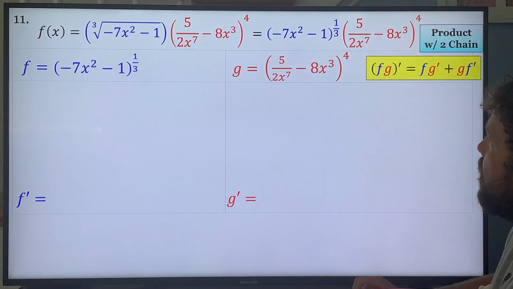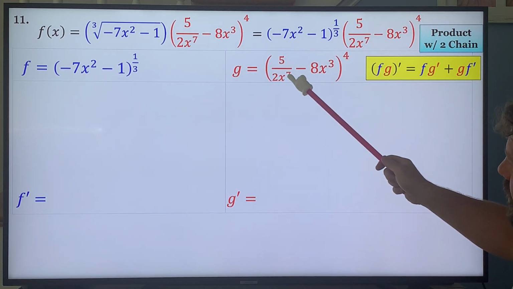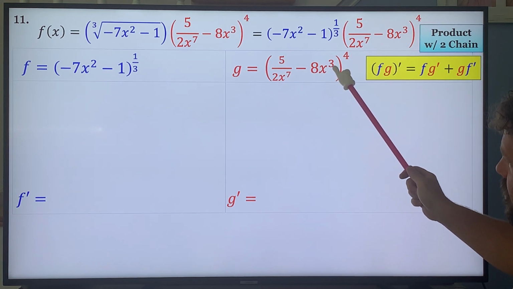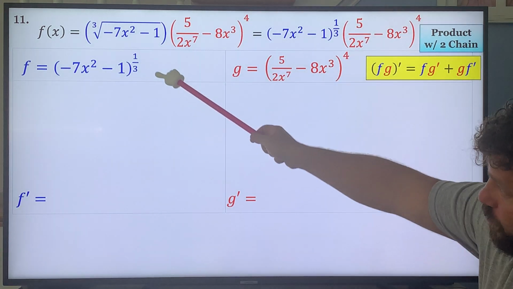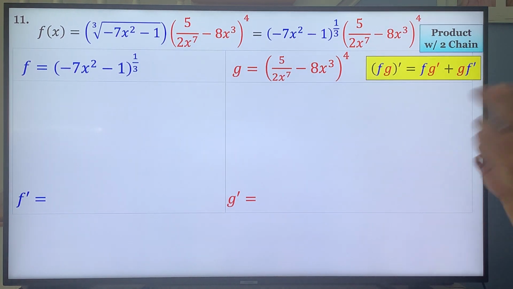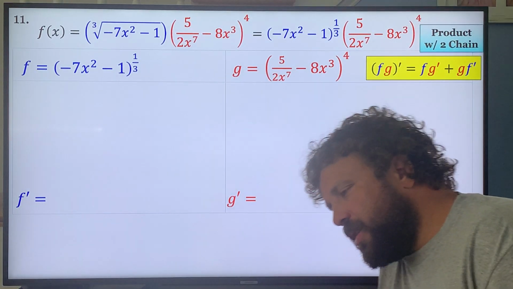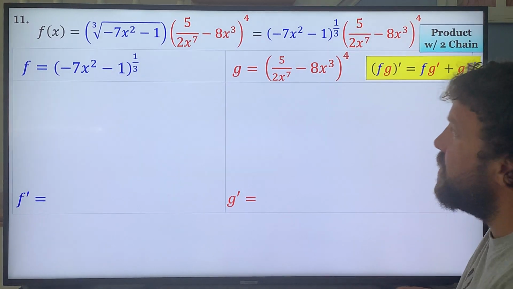All right, so F is this, negative 7x squared minus 1 to the 1/3. G is 5 halves x. You could actually also write this if you want, 5 half x to the negative 7 minus 8x to the 3rd, all to the 4th power. What do we have to solve both of these with? We need 2 chain rules. So this just becomes like 2 smaller problems in one problem.